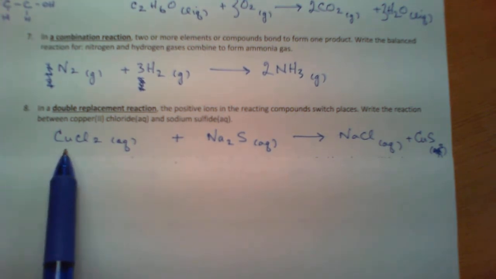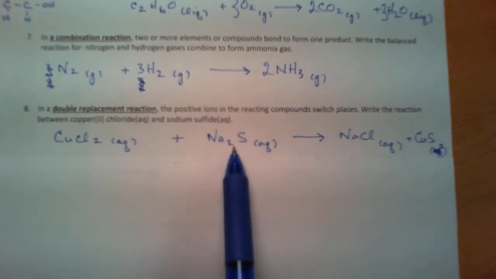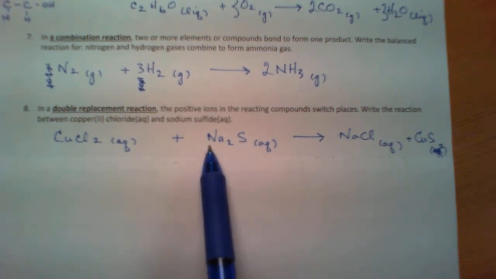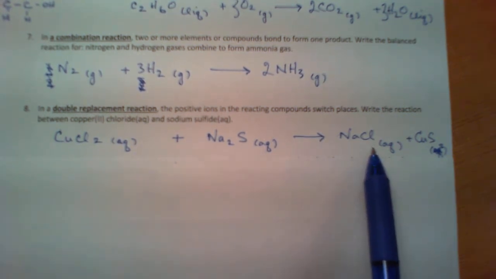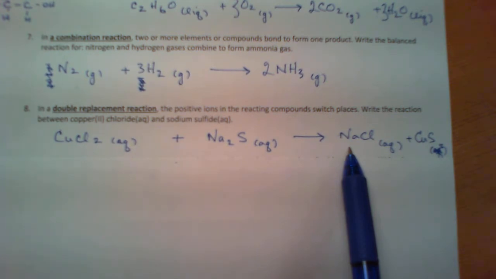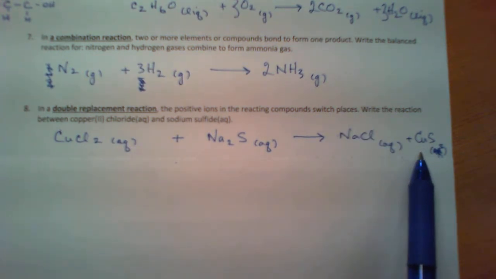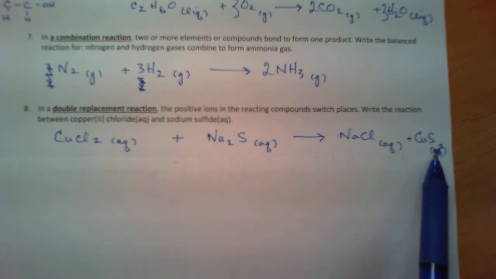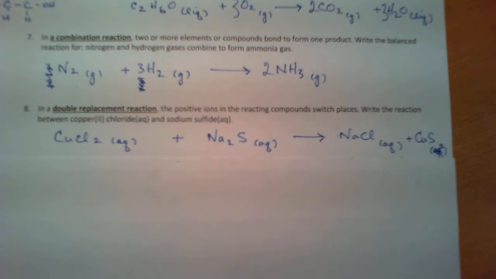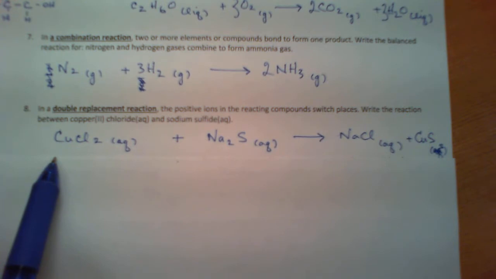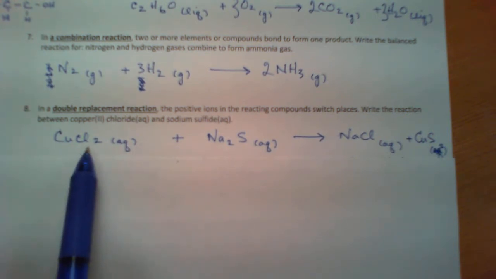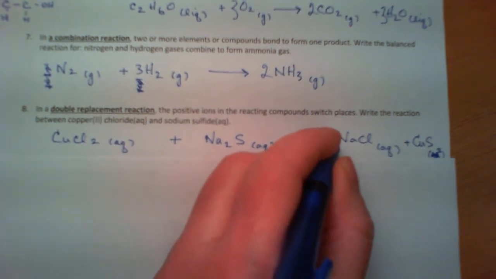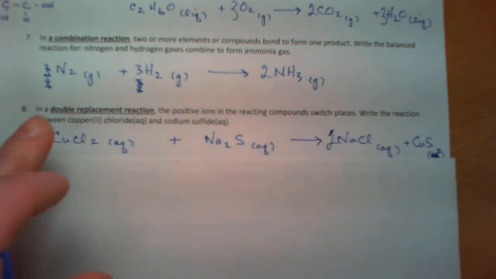And it's copper 2, so it's CuCl2. Sulfide is a -2 ion, so it's Na2S. Chloride is a -1, and sodium is a +1, that's NaCl. Copper 2, and the S is a 2-, so that makes CuS, and that's going to precipitate out as a solid, although I didn't say so in the question. Is it balanced? Nope. Now it is.